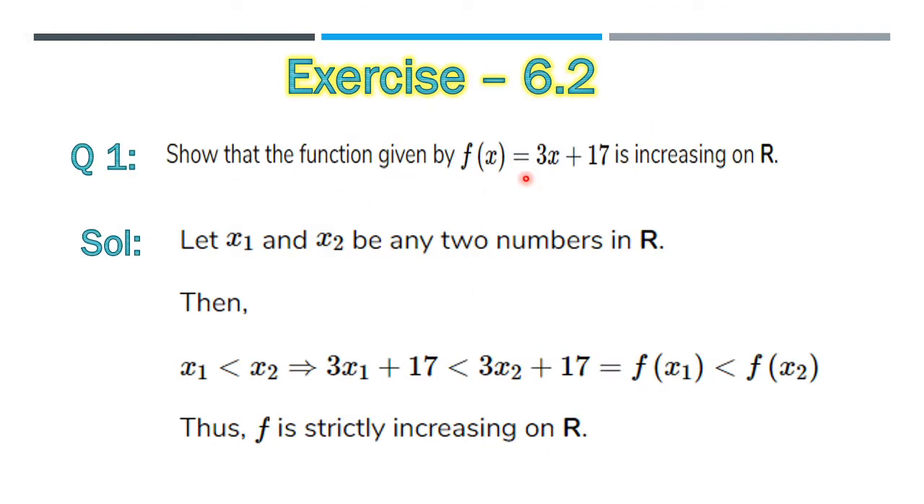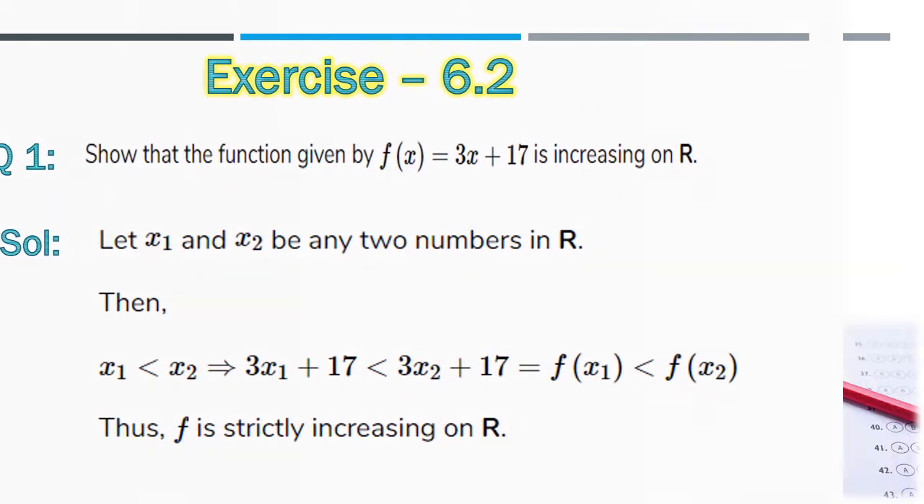Show that the function f x equal to 3x plus 17 is increasing on R. Let x1 and x2 be any two numbers in R, with x1 less than x2. Then we are multiplying with 3 and adding 17. So what are f x1 and f x2? They also follow the same relationship. So it means f is strictly increasing.